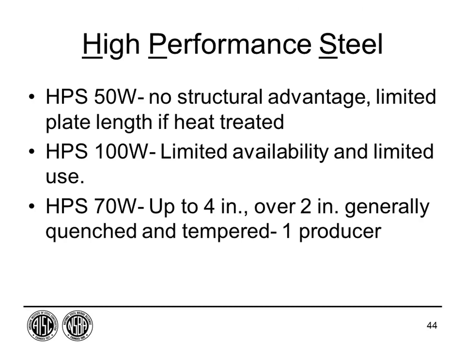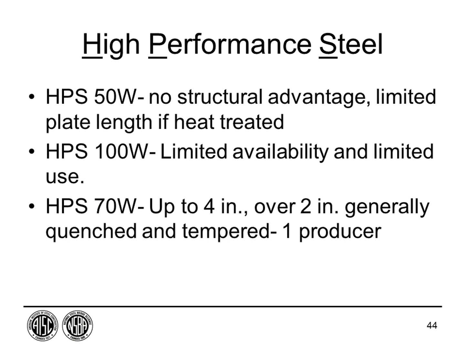Now let's talk about high-performance steel. These are new steels that have come out within the last 20 years. There's HPS 50W. At this point, it has no structural advantage. It has higher toughness, but we're not taking advantage of it in the specification. It has some limits in terms of plate length if it's heat treated. HPS 100W has limited availability and limited use. It's been used in just one or two bridges. It doesn't have a lot of application.